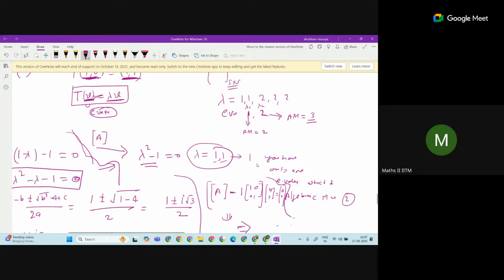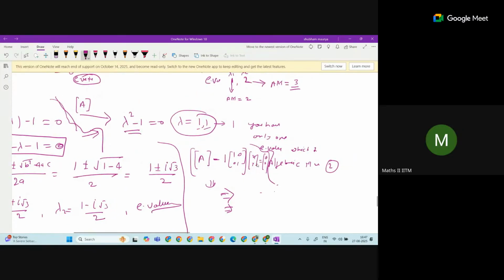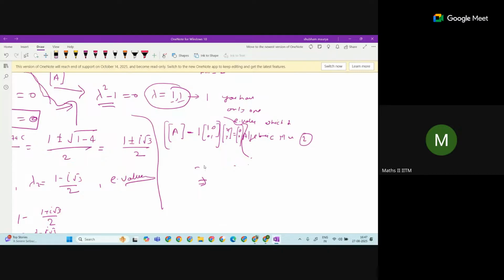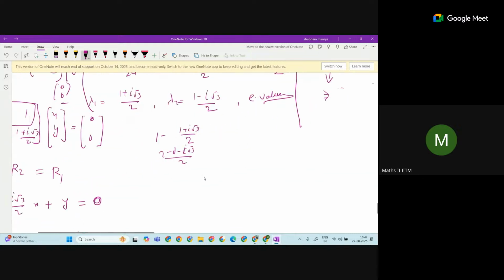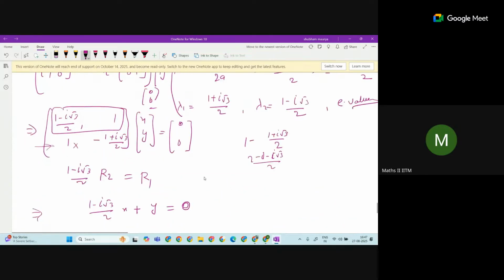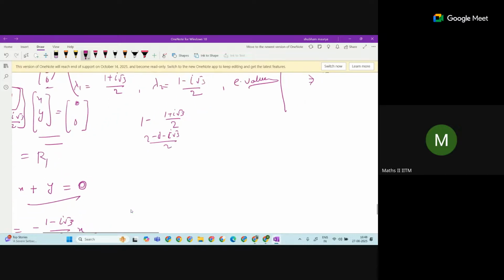So this is the algebraic multiplicity. Now what I mean to say: if you start finding the eigenvalues and you have only one eigenvalue, you will do A minus lambda I. Once you reach the system of linear equations and solve it, you get one eigenvector.